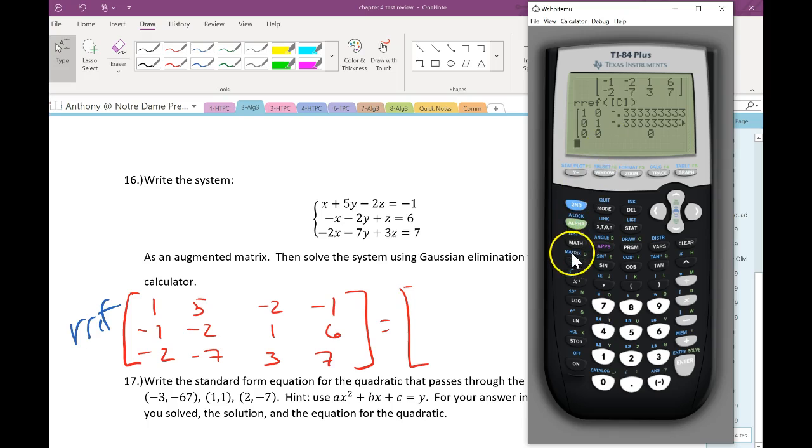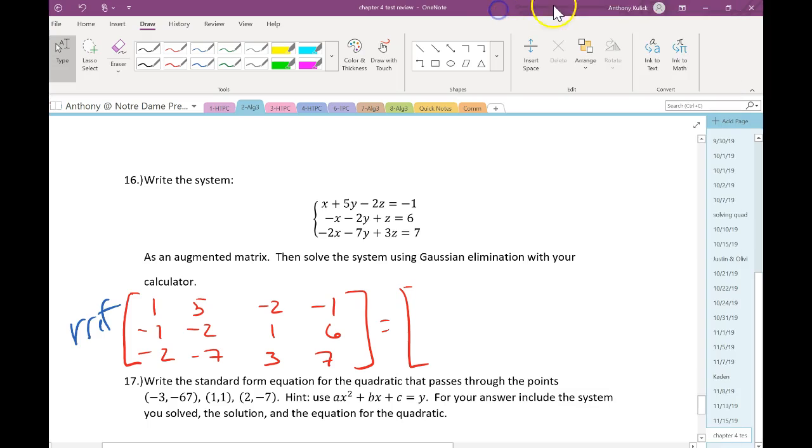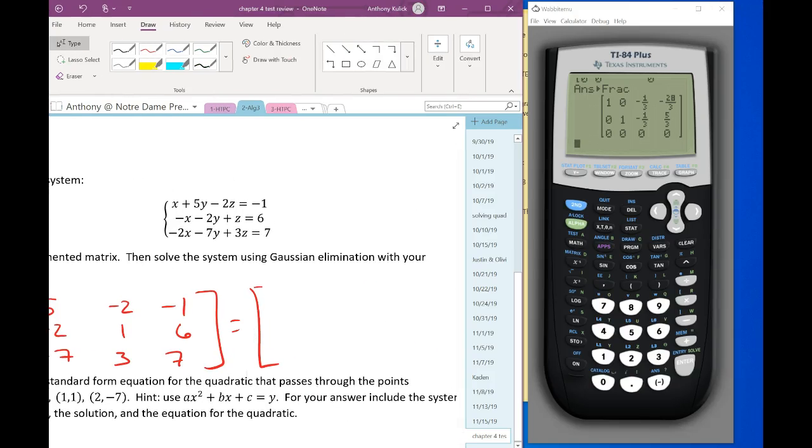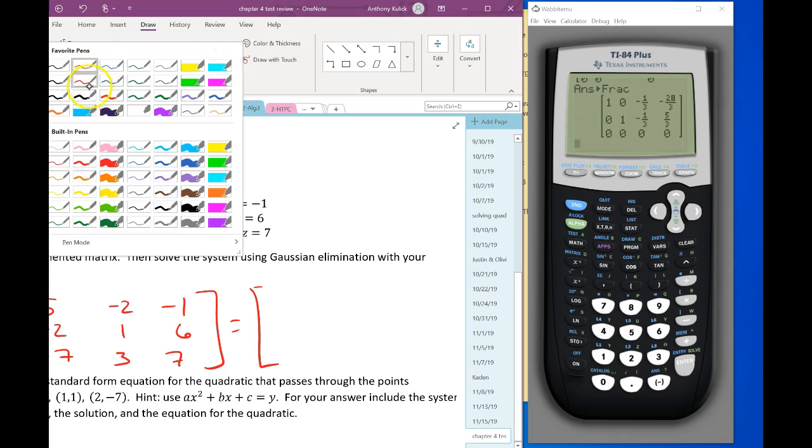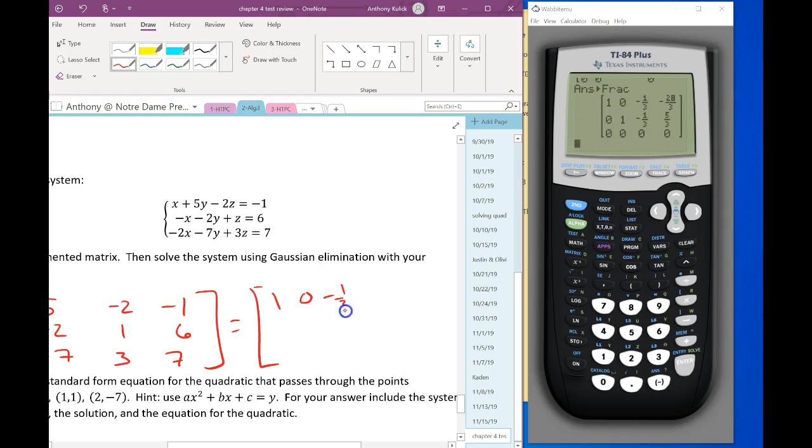And I get all these wacky decimals. Probably makes more sense to look at the fraction version, so I can do math and frac. So there's my matrix. What is that telling me? How do I interpret that as an answer? Kind of, but not quite in this situation because something special is going on here.